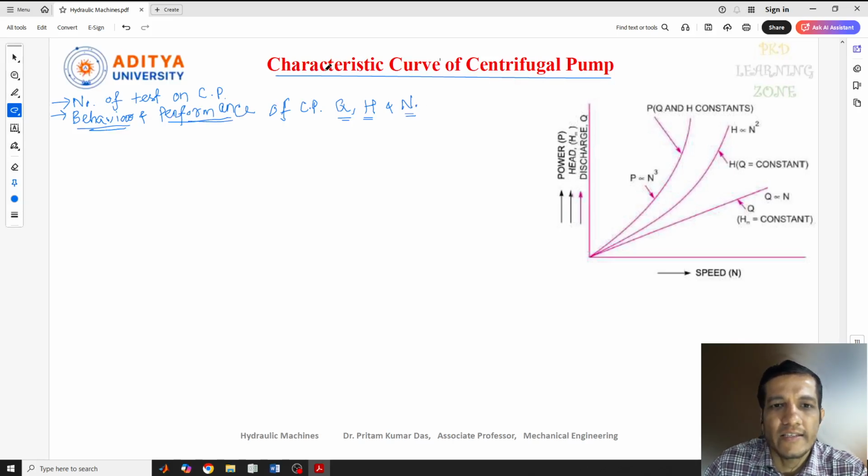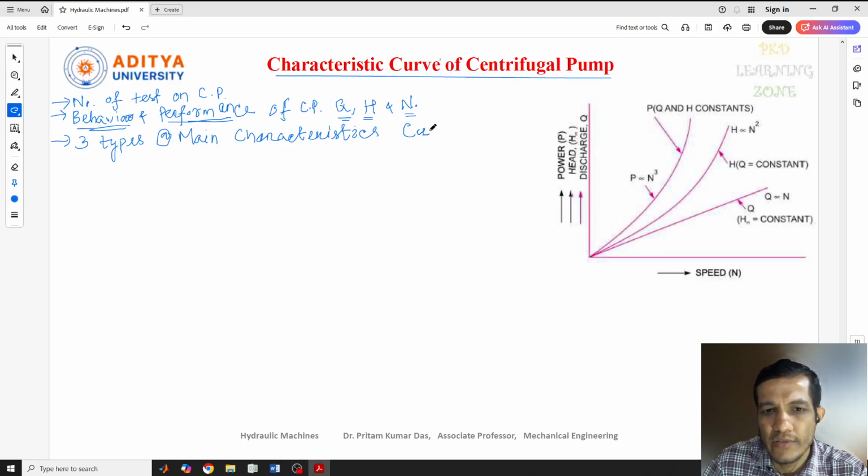And these characteristic curves are actually divided into three categories. It is of three types. So what are the three types? The first one is the main characteristics curves.